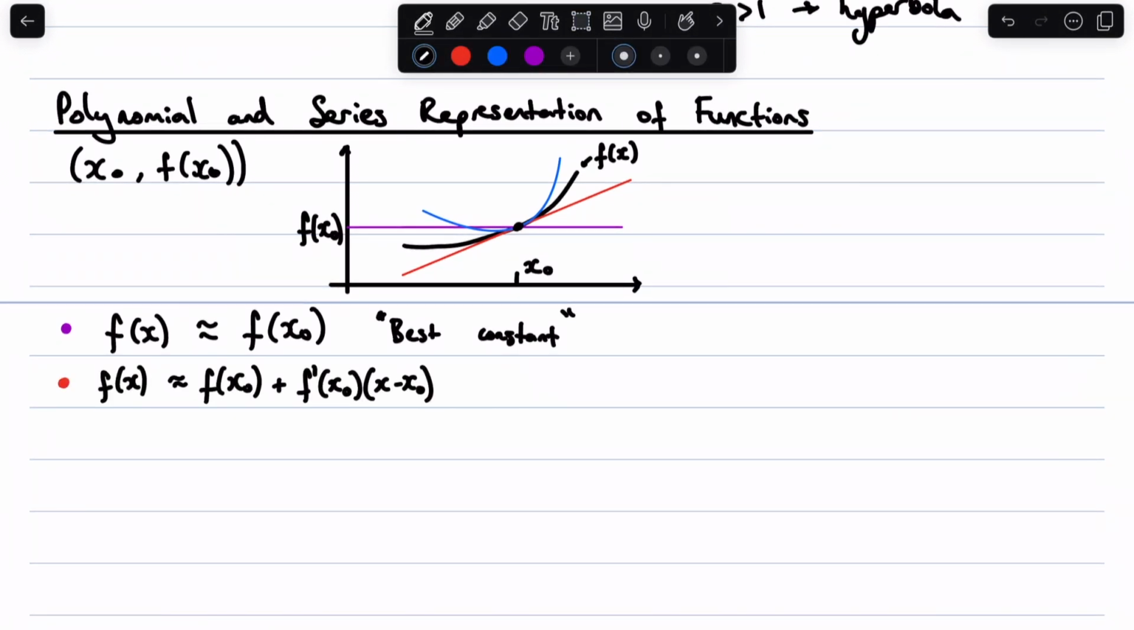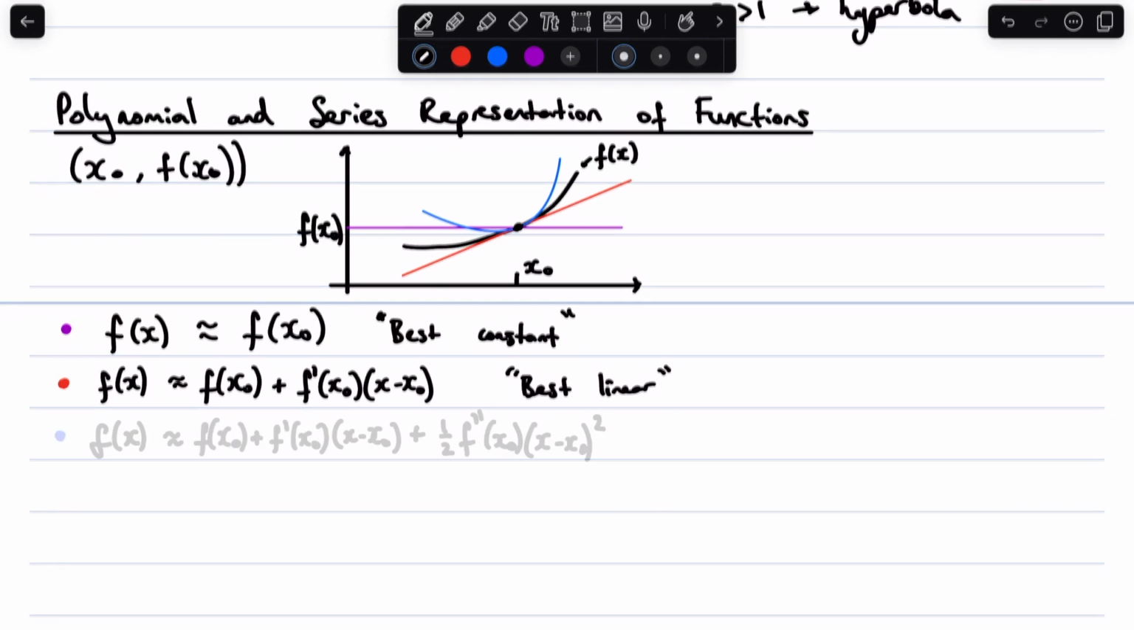So next is our red line, which is our best linear line. And this is where f of x is being approximated as our constant line, plus this first derivative term times by x minus x0. So we basically just have this straight line. And it's sort of another way of writing our differential equation. So dy by dx equals the difference of y by difference of x at the point x0. And this is just the best linear approach. And you might see where this is going.